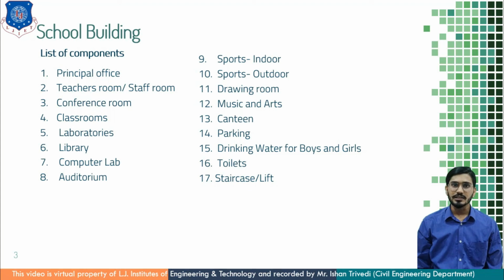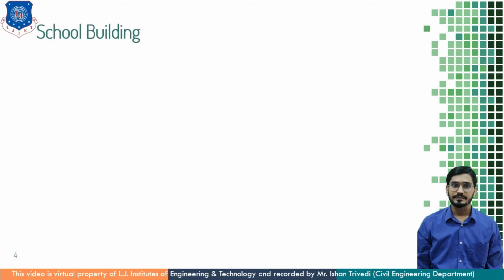So these are the essential things which have to be in a school. If it is a primary school, then you can reduce certain things based on the requirement. For example, in a primary school, if you do not provide laboratories, music and arts, or drawing room, then it is okay. But certain essential things must be there. So let us have a layout of a school building.